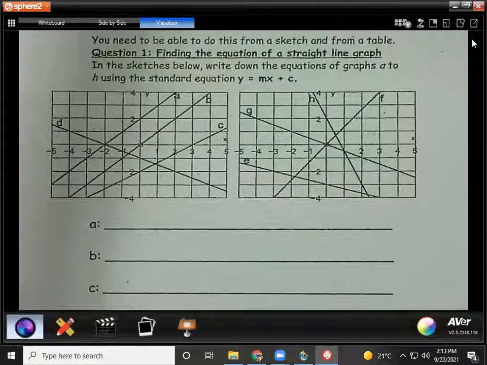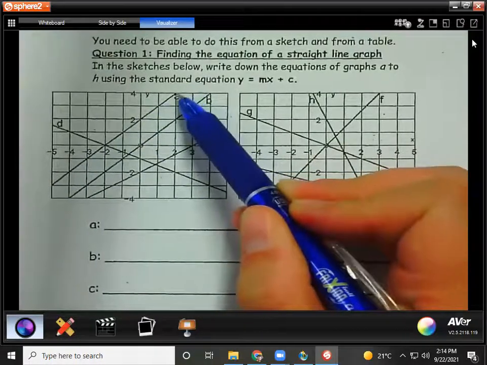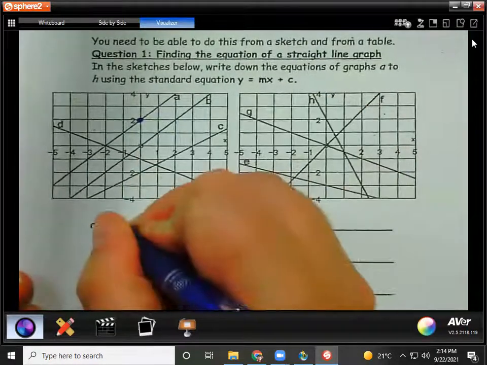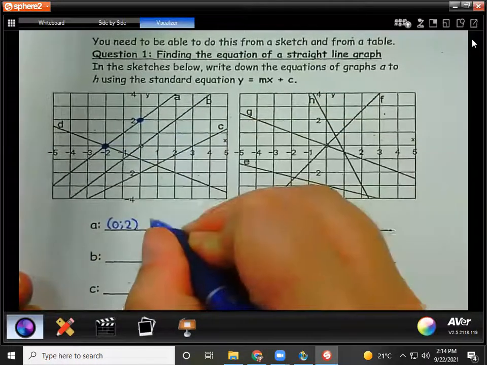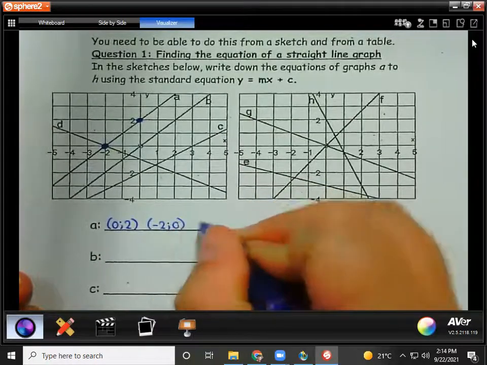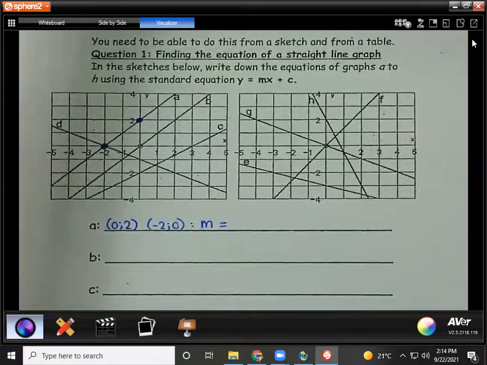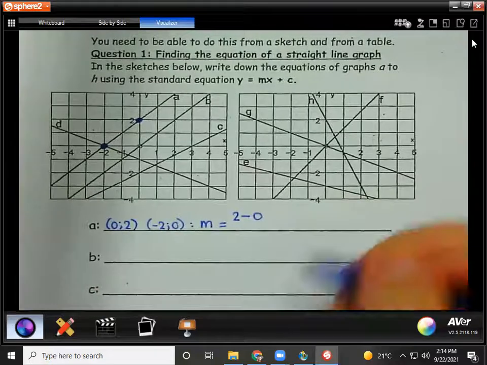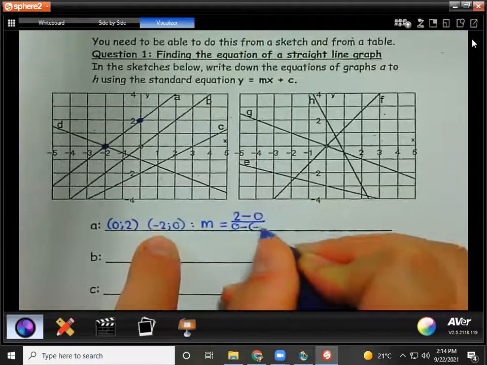Okay, for the first one, A, which is that line over there. Now you might have already started and you might have chosen 2 different points. It's fine. I'm going to do that one, which is 0, 2. And let's do that one, which is -2, 0. Then I'm going to do the gradient, which remember is y value minus y value over x value minus x value. So I'm going to take this y value 2 minus that one, which is 0, over this x value 0 minus that one, which is negative 2.